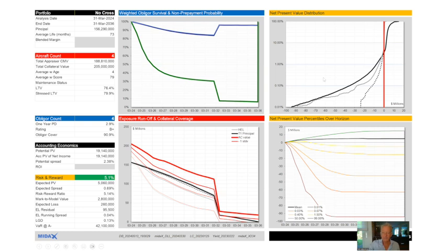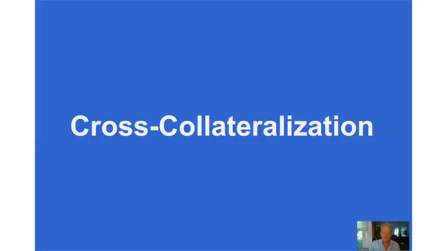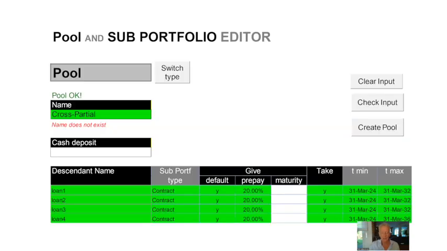Okay, now I want to demonstrate the effect of cross collateralization. I showed you what that concept means. The way you model that in MIDAX is that you define a cross-collateralization pool between the loans that are cross-collateralized.